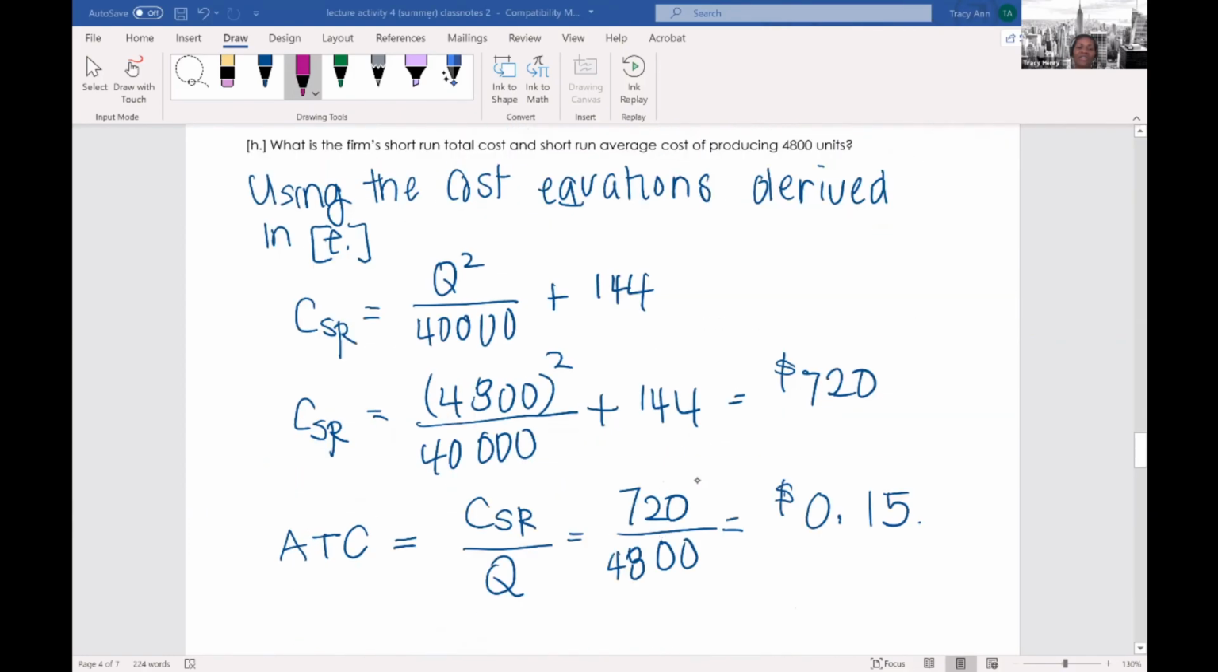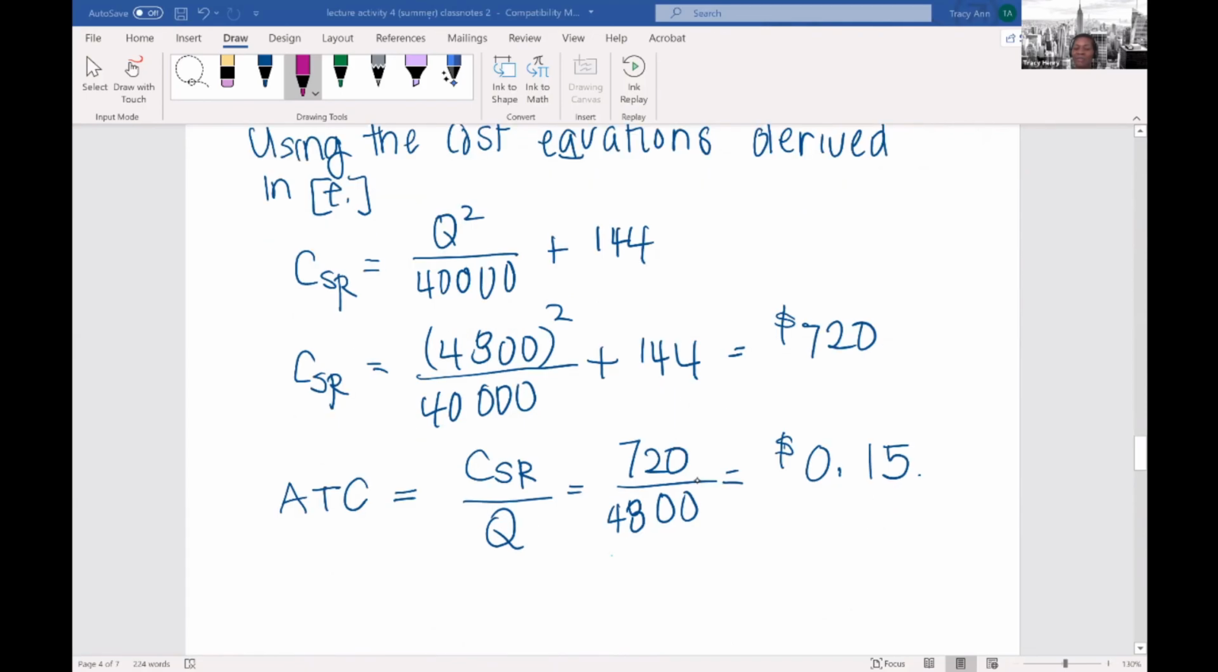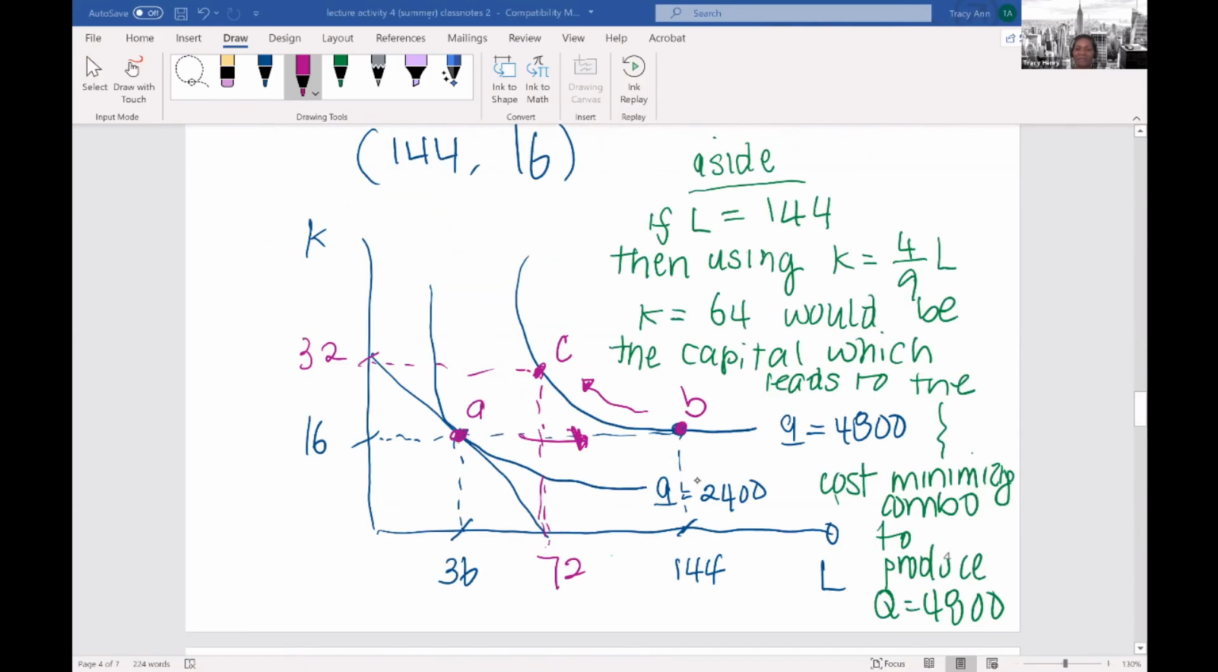Okay, fantastic. Just to finish up with that point: in the short run, you're here at point B, but it's not cost minimizing. I can put it on my rickety calculator right here. 144 times 4 is 576, and 64 times 9 is 576 as well. So 576 plus 576 is 1,152. So at point B, I'm using $1,152 to produce 4,800 units of output.